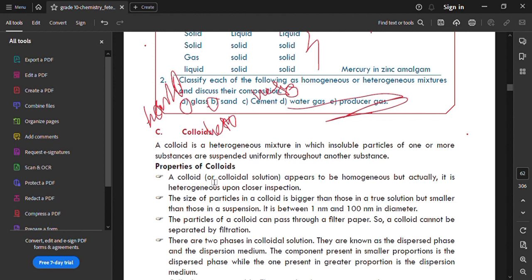Properties of colloids. Colloid appears to be homogeneous but in actuality is heterogeneous.